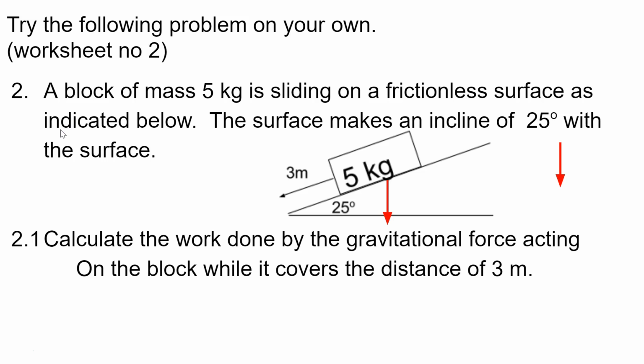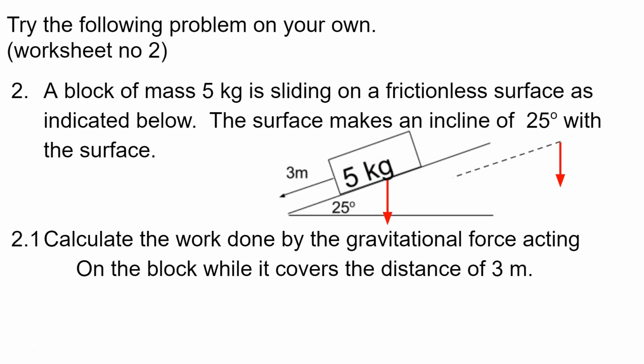For that we use our formula W equals F, which is the force, which in this case will be the gravitational force, delta x, which is the distance that this block is covering, cos of the angle between the force and the direction that it is moving. But we don't have that angle, do we? We only have the angle between the horizontal and the incline, and this angle is not equal to the angle between the direction of motion and the gravitational force. So we first have to determine that angle.